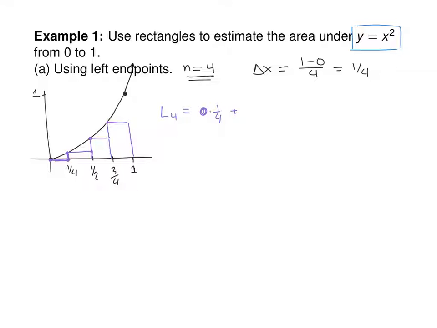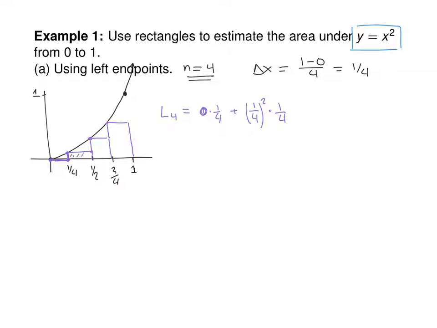Plug it in. To be specific about plug, what do you mean by it? Plug the 1/4 into y equals x squared. Exactly. So 1/4 squared, and then times another 1/4, that is the width. Because you find the y, which is the height, right? You plug that left number into x squared.